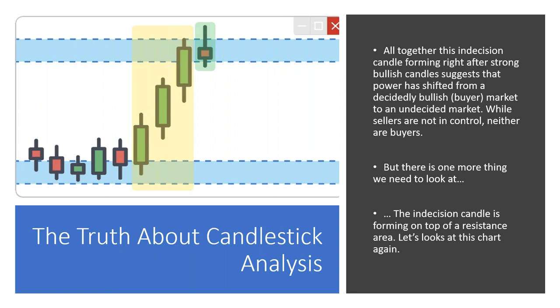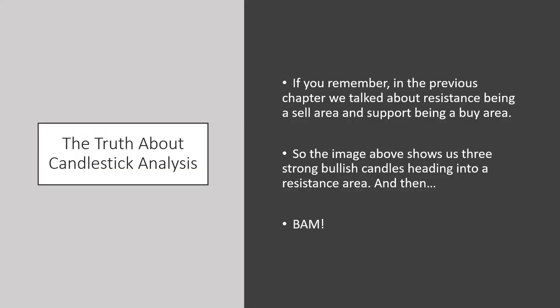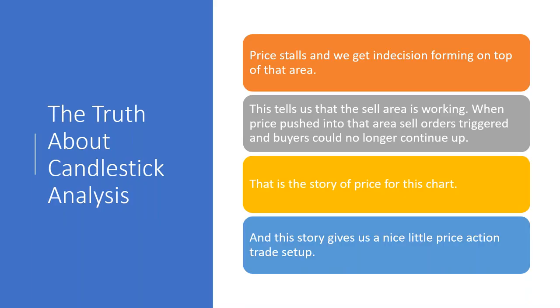But then there's one more thing we need to look at. The indecision candle is formed on top of a resistance area. So we can see that right here on this chart. If you remember, we talked about resistance being a sell area and support being a buy area. So the image we were looking at shows a strong bullish candle heading into the resistance area, and then bam, it hits that resistance area and stops dead in its tracks, and price stalls, and we get indecision forming on top of that area. It doesn't tell us anything at all yet. It just tells us, bam.